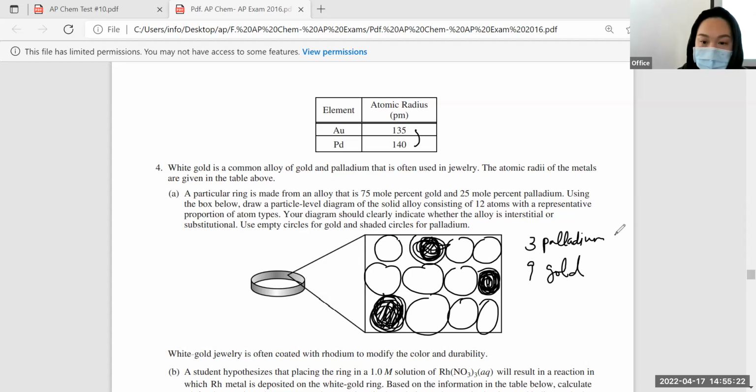One point for this ratio right here. And then 1 point for some sort of array like this, where all of your circles are the same size. Right, so essentially 1 point for shading and 1 point for the rest of the drawing. Right? You just need to have 3 shaded to represent the palladium.